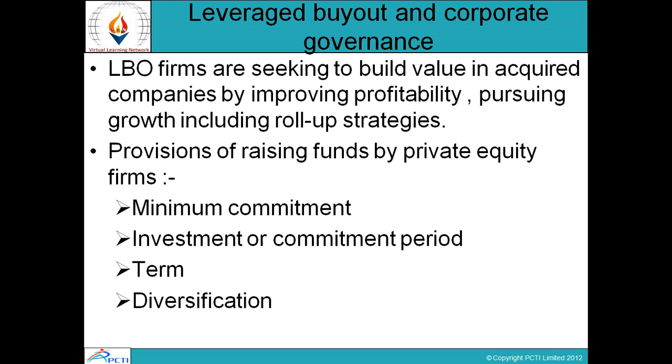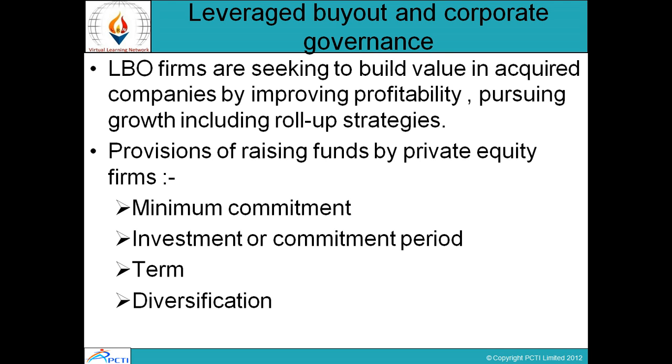When we talk about leveraged buyout and corporate governance, LBO firms today are seeking to build value in acquired companies by improving their profitability, by pursuing growth which includes roll-up strategy. Roll-up strategy is one in which an acquired company serves as a platform for additional acquisitions of related businesses to achieve critical mass or generate economies of scale, and improving corporate governance to better align management incentives with those of the shareholders.